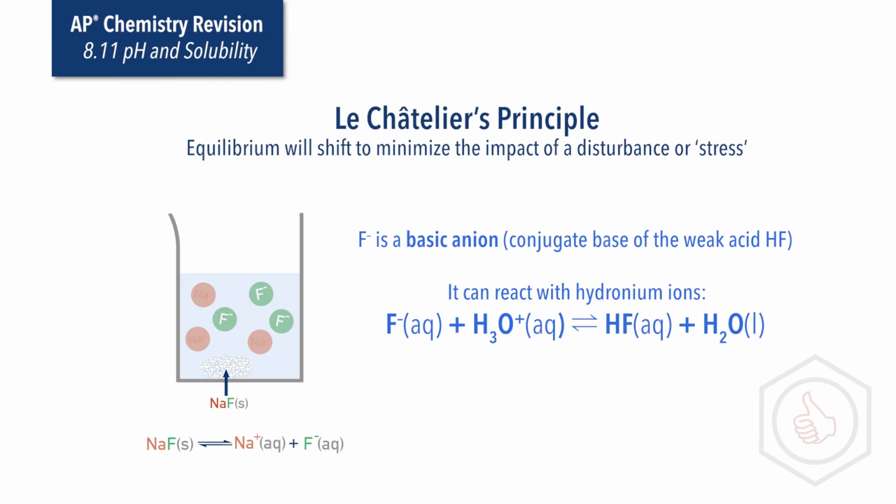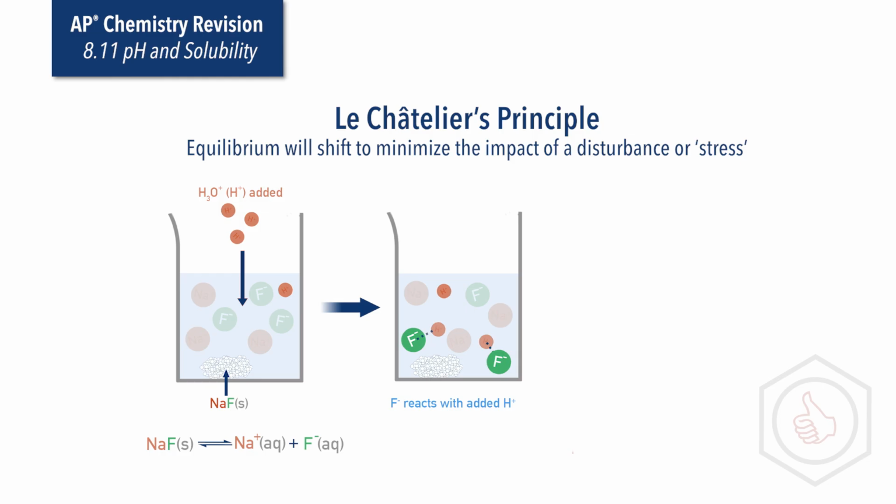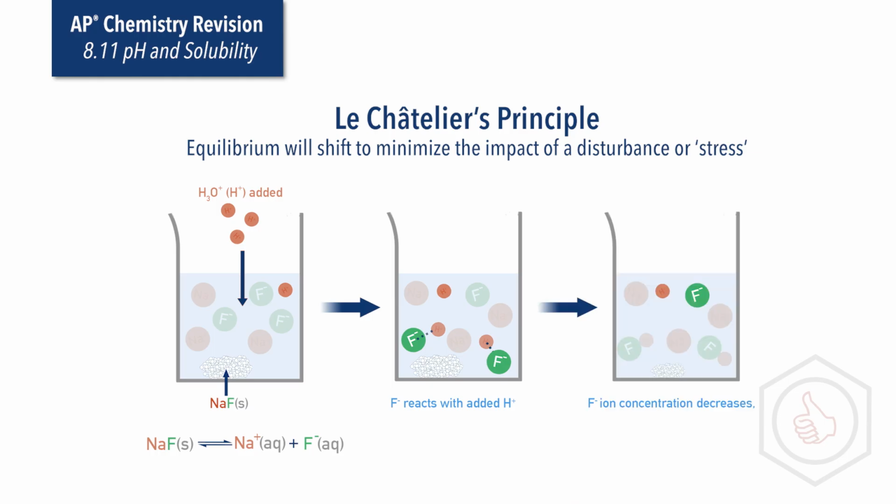So if a solution of sodium fluoride has acid added to it, the added H3O+ ions shift the position of equilibrium to the right. More F- ions react with added H3O+ ions to form HF and H2O. This then means the concentration of F- ions in the solution decreases, so the equilibrium for the original dissolution of the salt shifts to the right. More NaF dissolves in solution to replace the F- ions that reacted with the added H3O+ ions from the acid. As a result, the solubility increases in acidic conditions.